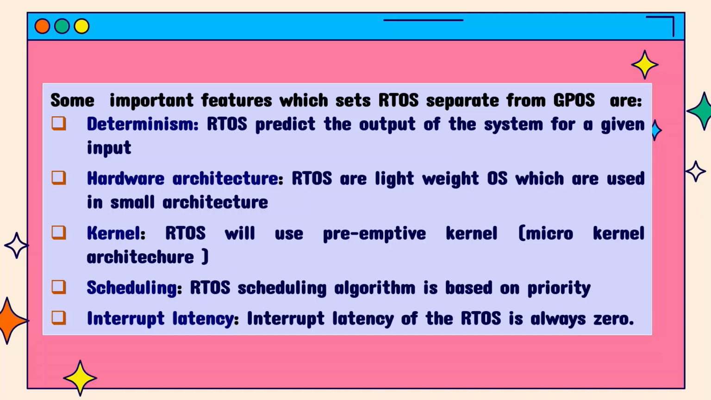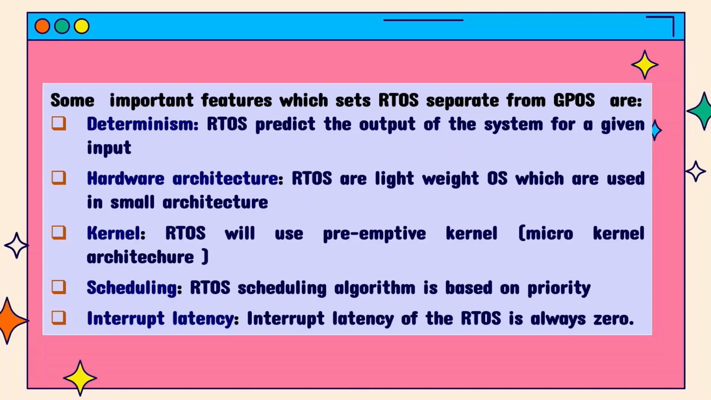In the hardware, RTOS can run on a very small configuration, like a few kilobytes of RAM, and on a microcontroller as CPU, etc. If we take GPOS, we might need a minimum of 64 MB of RAM and need a high-end microcontroller or microprocessor to process. Third is the kernel.